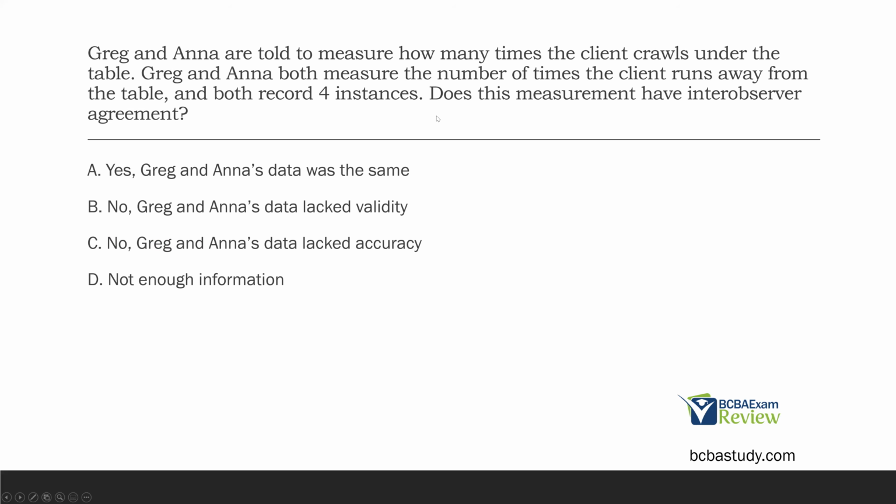Greg and Anna are told to measure how many times the client crawls under the table. Greg and Anna both measure the number of times the client runs away from the table and both record 4 instances. Does this measurement have inter-observer agreement? Hard question. IOA, inter-observer agreement. Why do we take IOA? What is IOA? IOA is 2 or more people measuring the same thing and then comparing data.